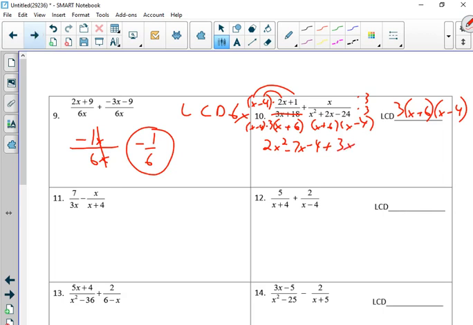Now for space, I'm not going to write my denominator because I need to simplify terms. So negative 7x and 3x, 2x squared, minus 4x, minus 4, all over 3, x plus 6, x minus 4. And that's my final answer.